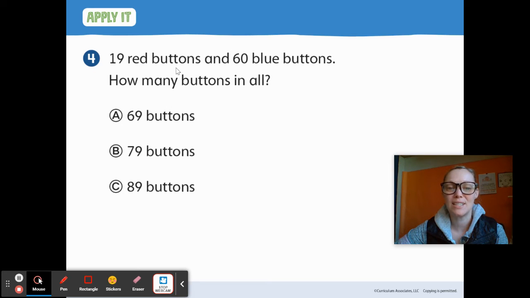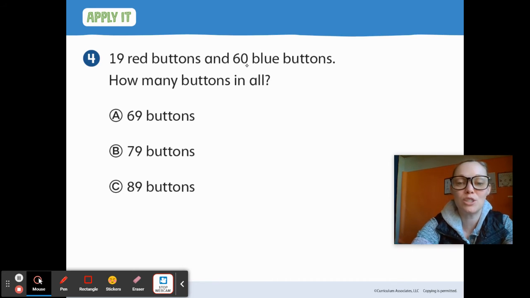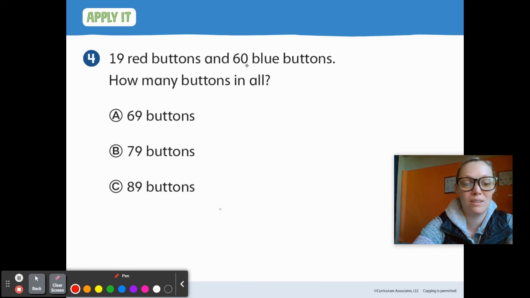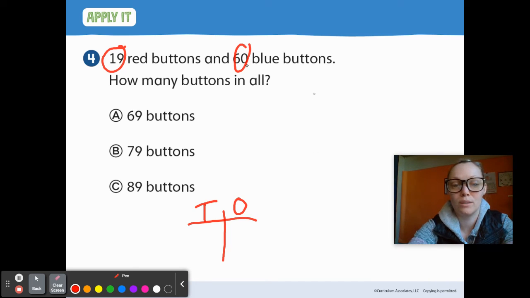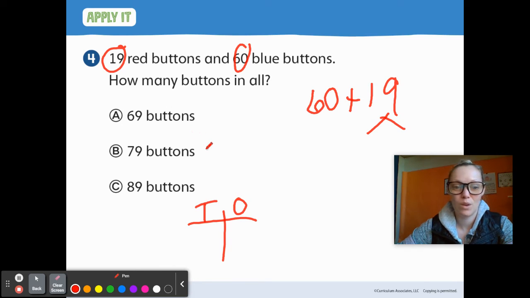Problem number 4, 19 red buttons and 60 blue buttons. How many buttons in all? So you're just going to solve this and you're going to pick which one is the correct answer. So you have 19 red, 60 blue. Use a strategy to solve this. Either the picture with tens and ones to show 19 and 60, or you can add your 60, your tens, with 19 and then break up that 19. Go ahead and solve this, pick and circle the correct answer.